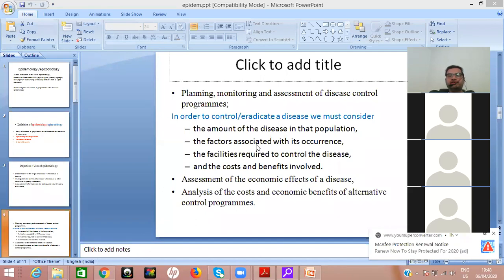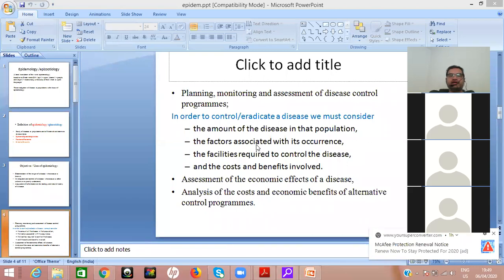The other point is the facilities required to control the disease. If we want to control or eradicate any disease in a population, we must know what facilities are required. Unless we know the facilities required, we cannot plan for control of a particular disease. Again, I am putting the same example, COVID. We know that this is a highly pathogenic virus and it needs to be handled in a particular biosafety level condition.